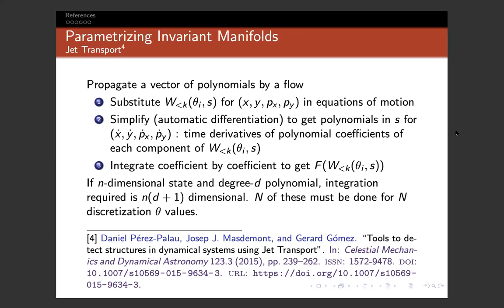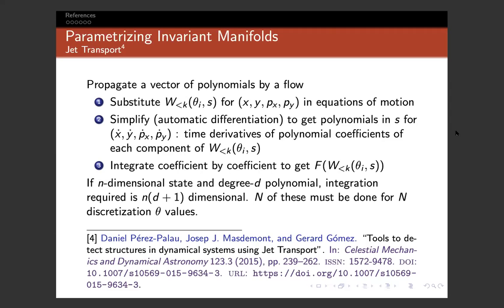So now, if you want to propagate a vector of polynomials by the flow, all you have to do is, first of all, fix the theta values to be theta sub i, the different values on the grid, and do this for each theta sub i separately. So fix theta sub i, and then substitute the polynomial in s, W less than k of theta sub i and s, for x, y, px, and py in the equations of motion. And then you can simplify this using automatic differentiation formulas to get polynomials in s for the time derivatives of x, y, px, and py. The way to interpret this is that the coefficients of this resulting polynomial are just the time derivatives of the polynomial coefficients of each component of W less than k of theta sub i and s. And so using this essentially differential equation in polynomials, you can just integrate the polynomial coefficient by coefficient to get the stroboscopic map F applied to W less than k of theta sub i and s.